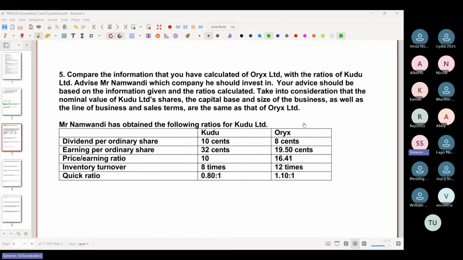Now we go to the next one. The next one says, compare the information that you have calculated of Oryx Ltd with the ratios of Kudu. Like I said, this one also, it's a little bit inconclusive, but okay, luckily the information for Oryx are here. So it's a good thing. Advise Mr. Namwandi which company he should invest in. Can you see that is advice?